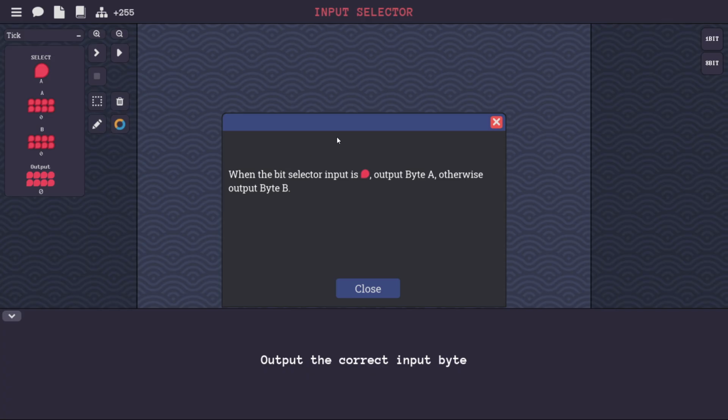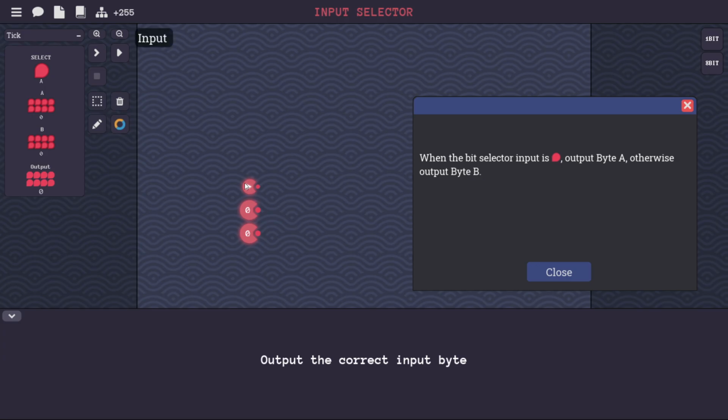Okay. When the bit selector input is off, output byte A. Otherwise, output byte B. So we are told that if this is the input selector, we have two input bytes, this and this. This is coming from its source, this is coming from its source, and this is the selector. So we are told that if this is off, we would put A.